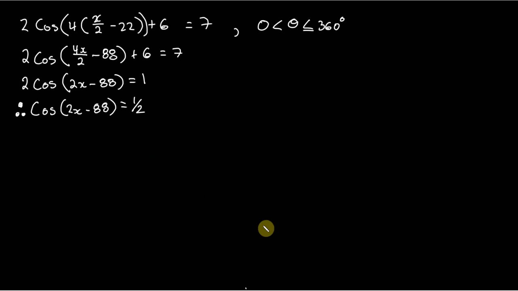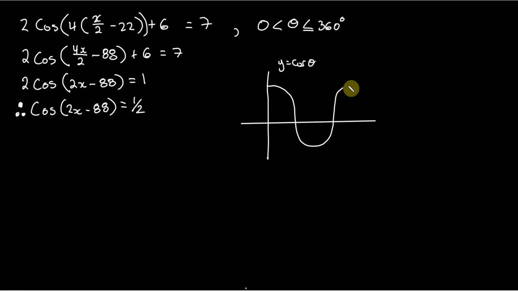Now, here's the key step really when given any trig equation that involves compression or any kind of shift. And again, think of the graph. Let's just sketch y equals cos of theta, right? It's going to look something like this, isn't it? It's just going to go up and down and up and down, right?